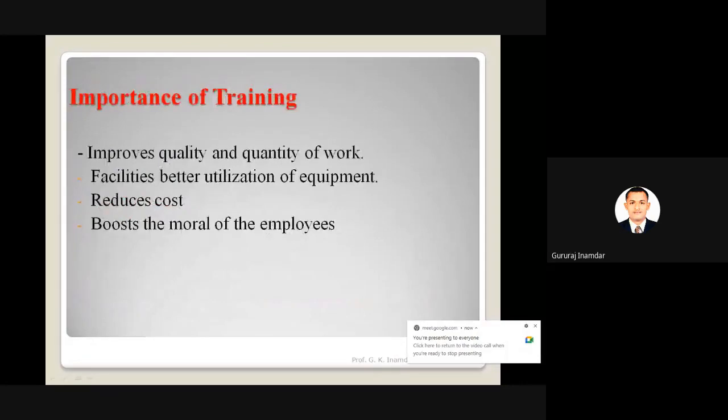Now the next point is the importance of training: improves quality and quantity of work, definitely; facilitates better utilization of equipment. Is it right? So whatever the use or importance of training, it improves quality and quantity of work. Whenever you give better training, definitely quality will also increase, and again quantity may also increase.